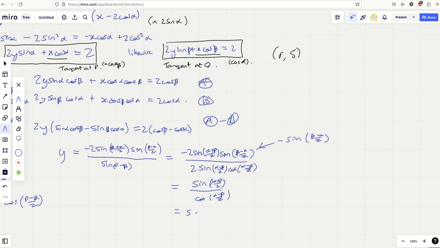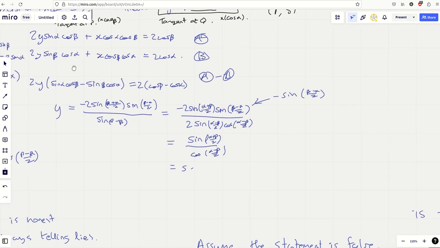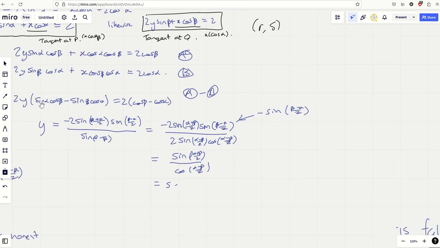And I've called the tangent at Q after multiplying by cos alpha. And that gives you 2y sine beta cos alpha plus x cos beta cos alpha equals 2 cos alpha. And then I'm just going to subtract to get rid of the x coordinates, and I get 2y (sine alpha cos beta minus sine beta cos alpha) equals 2 (cos beta minus cos alpha).